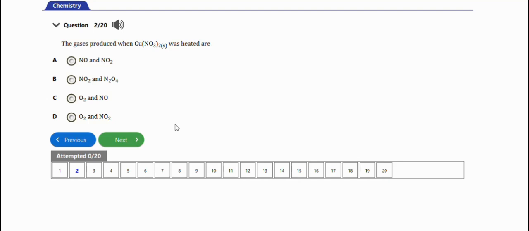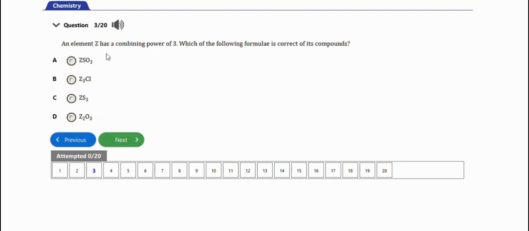The next repeated question will be this one. It says an element Z has a combining power of 3. Which of the following formulae is correct for its compound? So the correct one here will be option D. This is aluminium oxide. An element with a combining power of 3 is typically aluminium, so this is the formula we have when aluminium reacts with oxygen. Okay, option D.